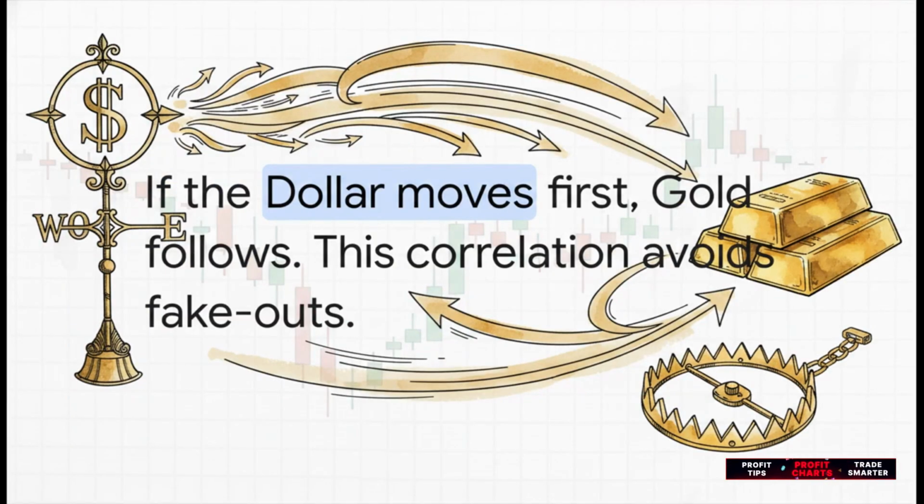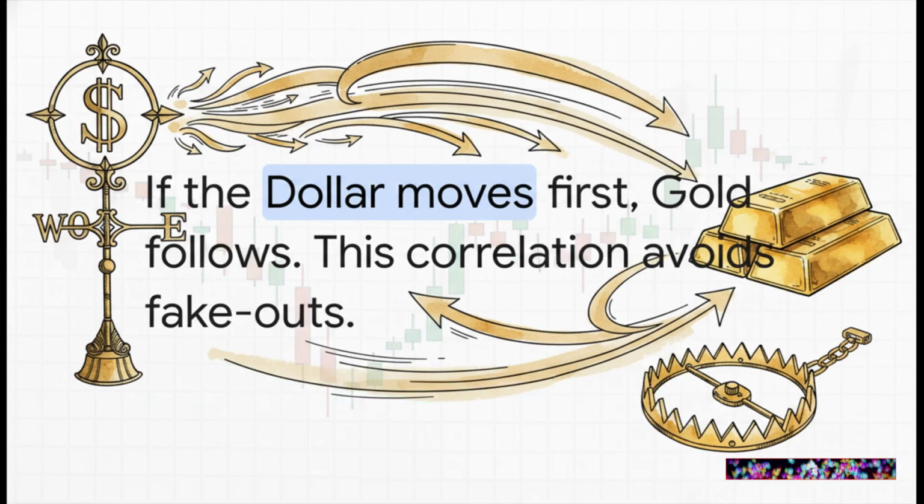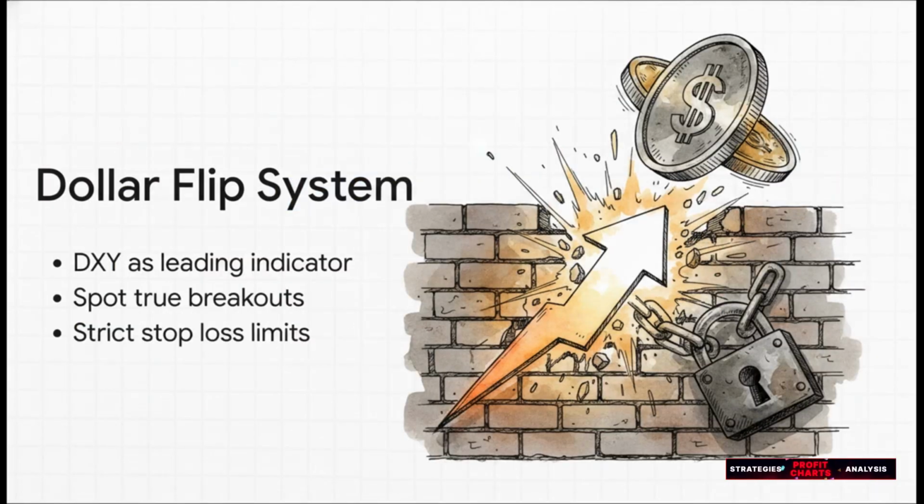The core logic here is super fascinating. Don't just stare at gold, look at the dollar. If the dollar moves first, gold follows. Using the DXY as a leading indicator acts almost like a cheat code. By watching the dollar's momentum, you can actually spot the real institutional flow and, crucially, avoid those nasty fakeouts that constantly trap retail traders.